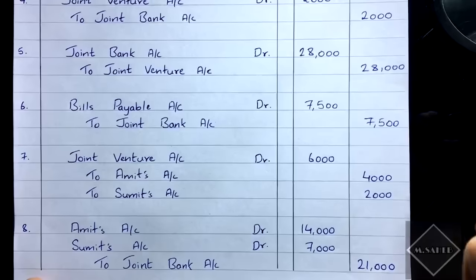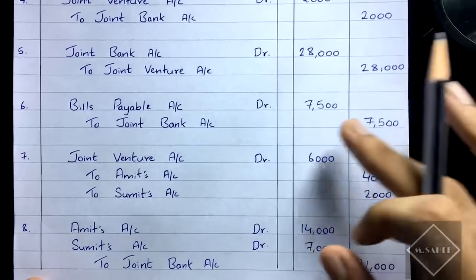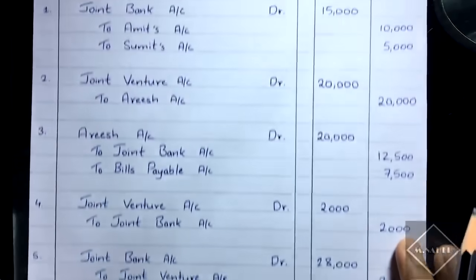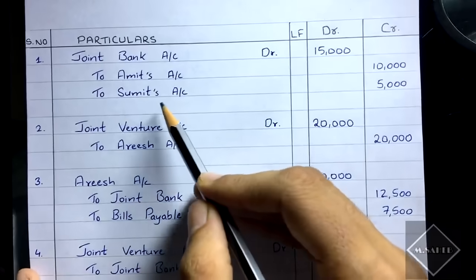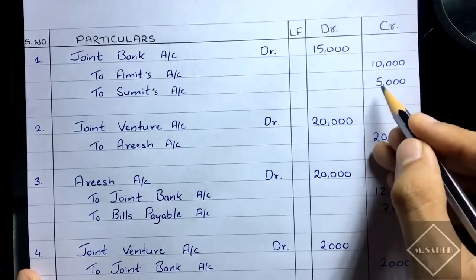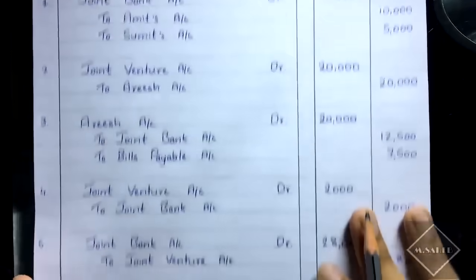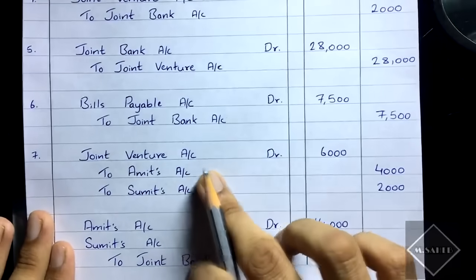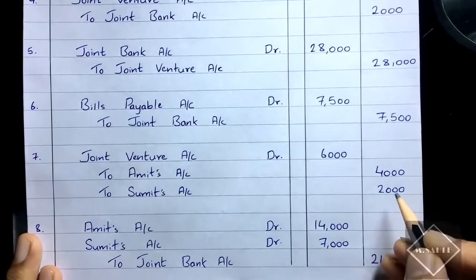See, it is very simple to calculate the balance in the co-venturers' account. What you need to do is compare the debit and credit columns of the co-venturers' account. See here. In the beginning, to Amit's account and to Sumit's account came, right? The contribution of capital. So their capital account increased by 10,000 and 5,000. It was credited. And then again, Amit's and Sumit's account was credited over here. Due to the profit, they got the profit, so their capital account again increased by 4,000 and 2,000.